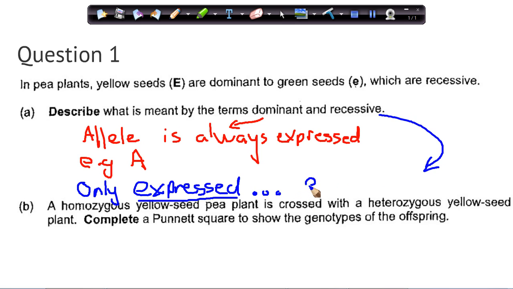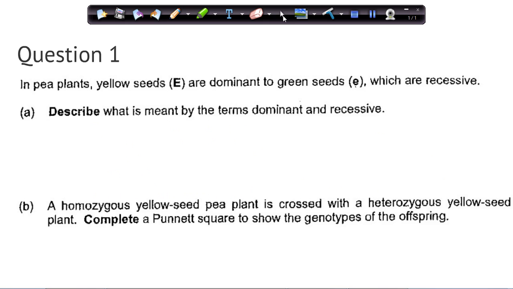So in this case that was e.g. the little a. And that's pretty standard, that you use a capital to show which one is the dominant allele, and the lowercase to show which one is the recessive allele. Alright, let's go on to the next question.